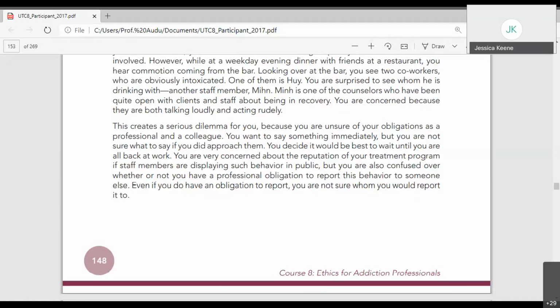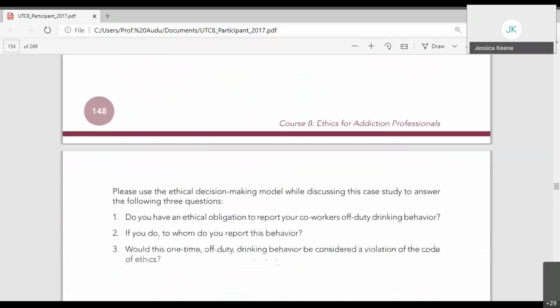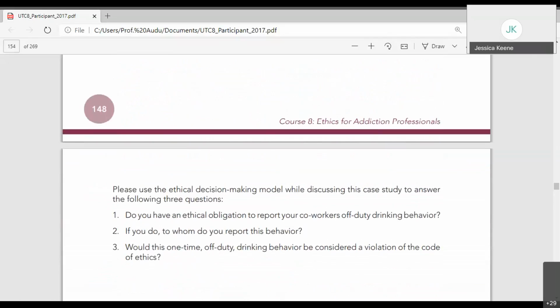But you are also confused over whether or not you have a professional obligation to report this behavior to someone else. Even if you do have an obligation to report, you are not sure whom you would report it to. So please use the ethical decision-making model while discussing the case study to answer the following three questions. One, do you have an ethical obligation to report your co-worker's off-duty drinking behavior? Two, if you do, whom would you report this behavior to? And three, will this one-time off-duty drinking behavior be considered a violation of the code of ethics?